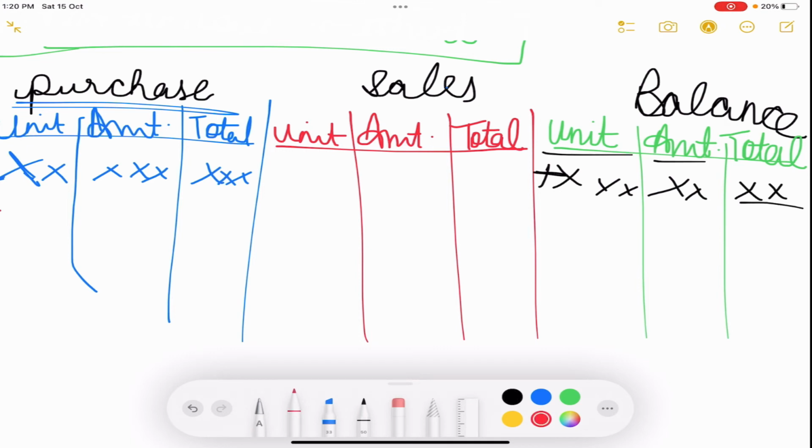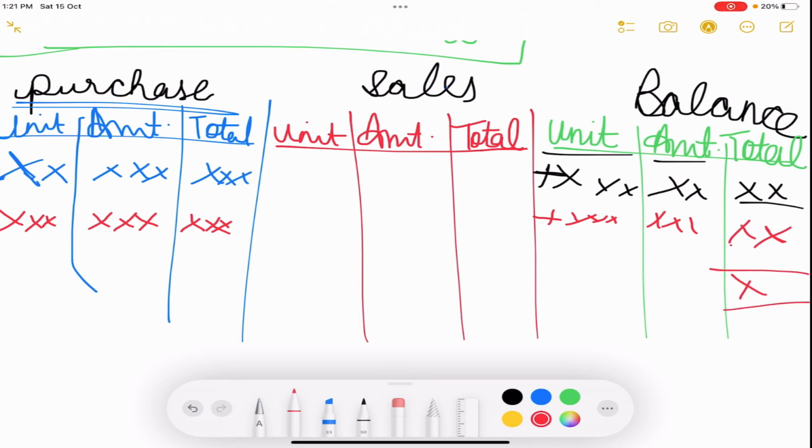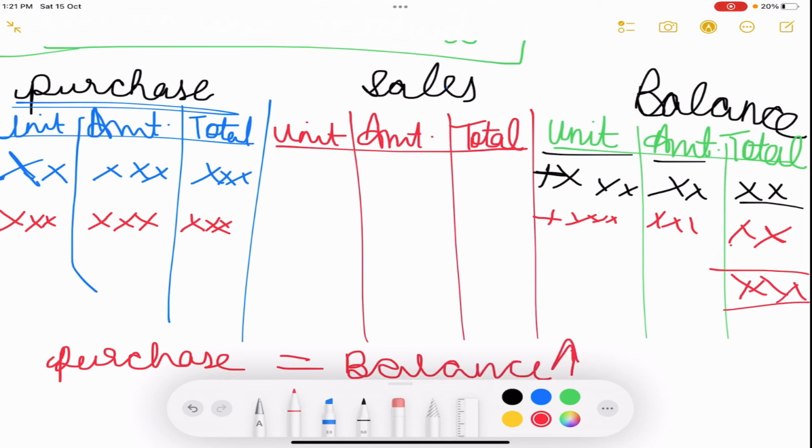Now again, if I purchase something else the next day, again I will add it to my balancing over here, and after adding it to my balancing, I will come to a totaling over here, which would be a sum. Okay, now whenever I purchase something, my inventory increases, which means my balance increases. Okay, whenever I sell something, what happens?